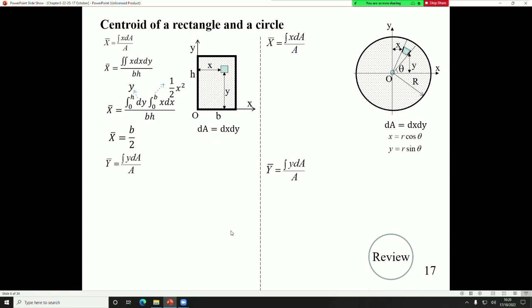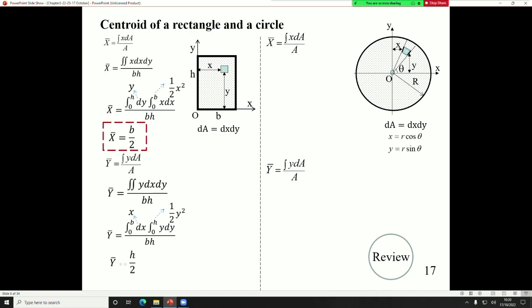And I repeat it for the other dimension, and you can find y bar, which is equal to h over 2. It means the center of gravity of a rectangle is located exactly at the center. But we know it already.